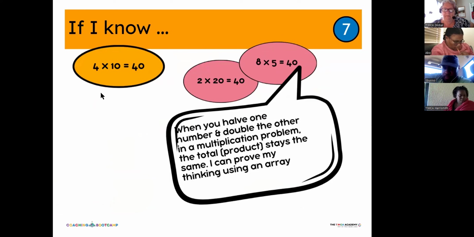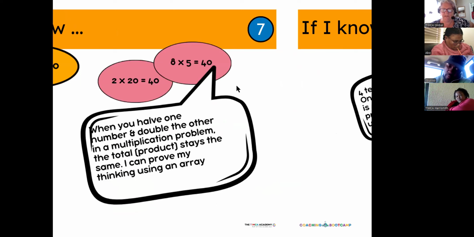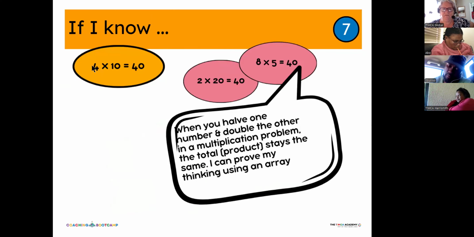Then here's my basic fact. I can do some doubling and halving, which you did with your array models. I can say 2 times 20 is 40 because, whoops, sorry, I hate it when it does that. If I take half of that and I double that, it's still going to end up with the same thing. It's still going to end up with 40. Or if I double the 4 and halve the 10, it's still going to end up with 40.